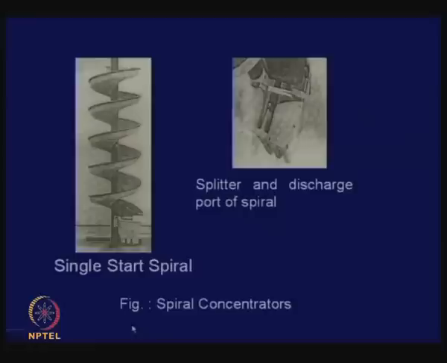First of all, let us see what a spiral concentrator is. This is called a single start spiral. The total height would be something like 3 meters or 4 meters, maybe a little more. A single start means one spiral. There can be multiple start spirals, which means that at one place you have more than one spiral. This spiral is going to occupy a diameter of about 6 feet or 2 meters. If you want another spiral, there has to be another space. But people have found that they can put one more spiral in between these spaces, and then there will be another one through.